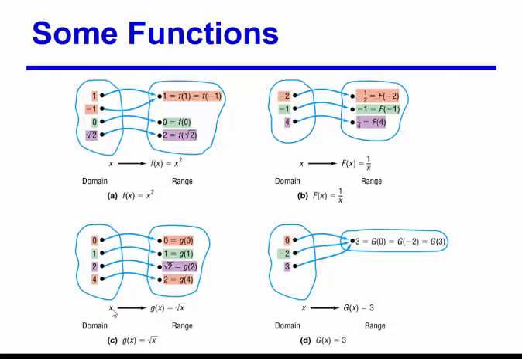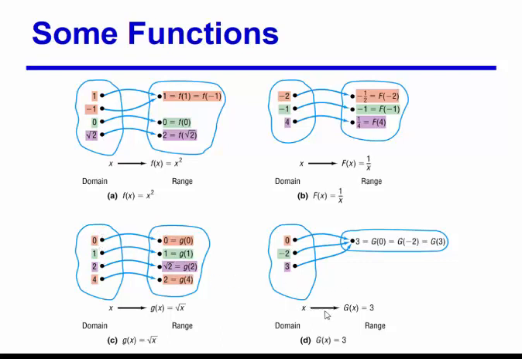And then for letter C, x maps to g of x, and g of x is a square root of x. And then you see the domain of x is 0, 1, 2, and 4. And then the range of x here turns out to be 0, 1, square root of 2, and 2. Again, this is a function because it maps each unique element. Here it's mapping to one unique element.